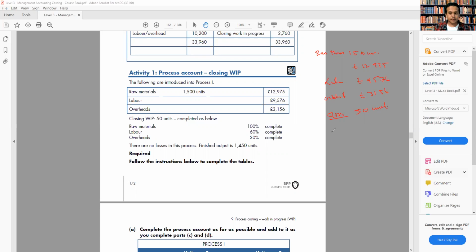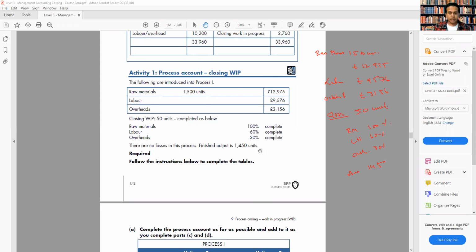So we have raw material 100% complete, so nothing needs to be done. Labor 60% complete and the overhead 30% complete. Actual output 1450. There is no loss.